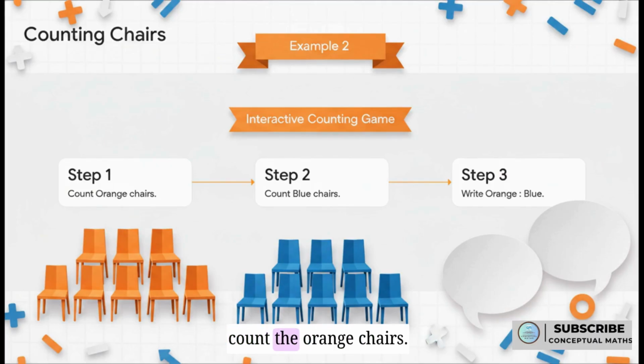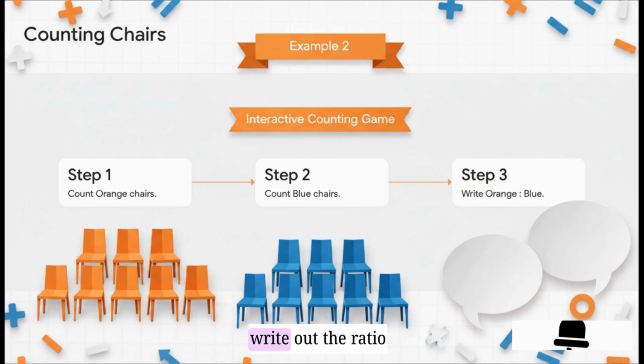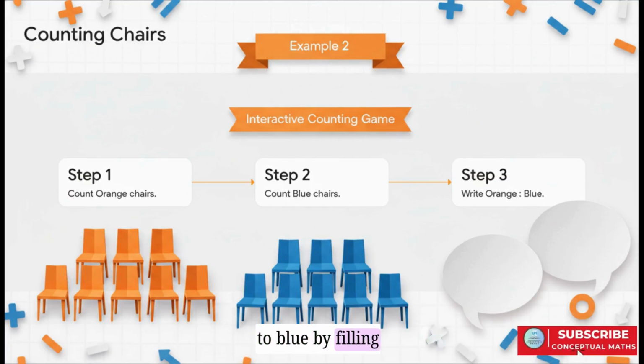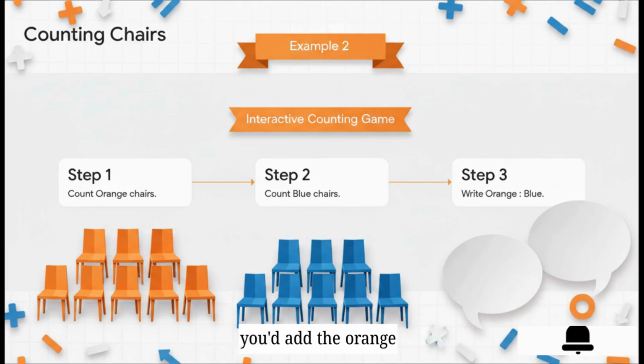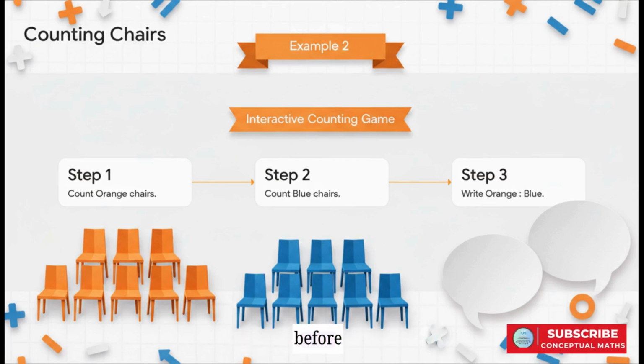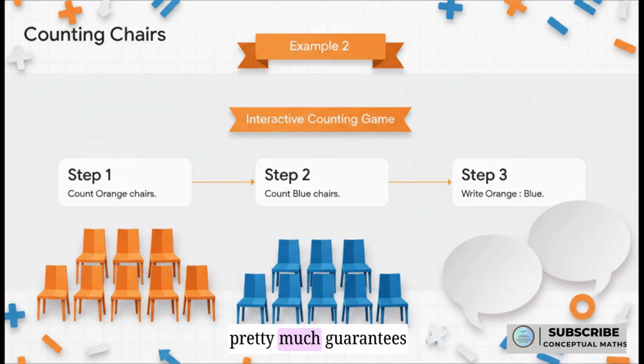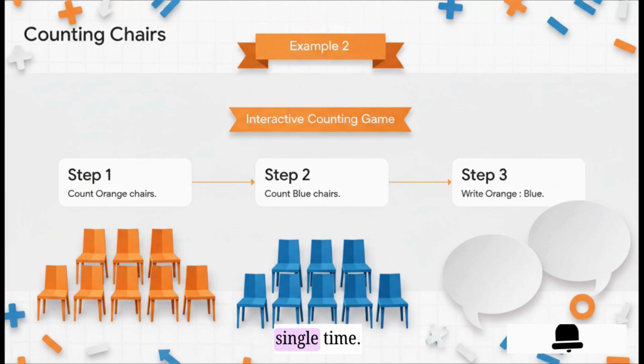Step 1, count the orange chairs. Step 2, count the blue chairs. And Step 3, write out the ratio of orange to blue by filling in those blanks. Now, quick reminder. If it asks for total chairs, you'd add the orange and blue together first before writing your final ratio, right? Following these systematic steps pretty much guarantees you're going to nail the right answer every single time.